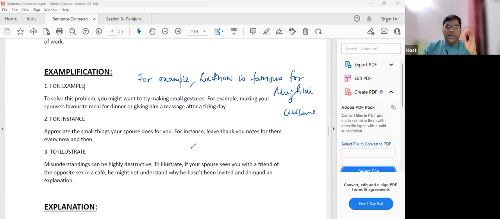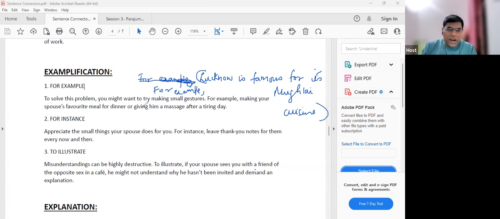Okay, very good. If I only say Lucknow is famous for its Mughlai cuisine, then you would say, okay, it makes sense. It makes a very good sense. It can be an opening sentence of a paragraph, right? But if I say, for example, Lucknow is famous for, then you would say, sir, now I don't understand. What exactly do you have in mind? Did you say something before?